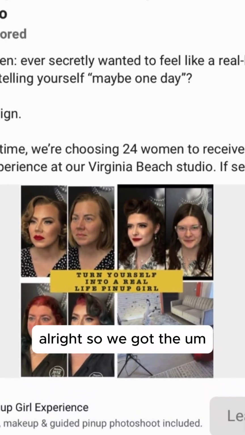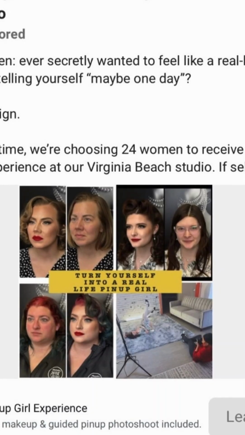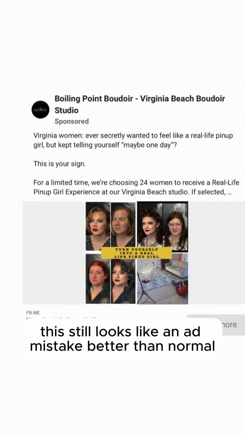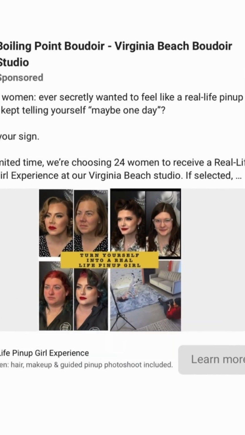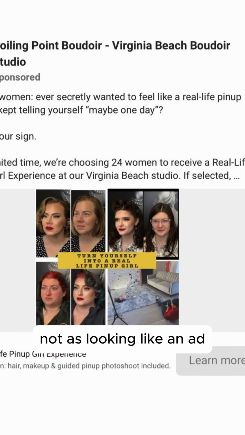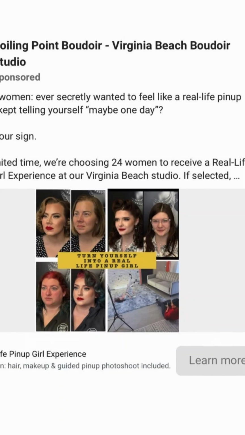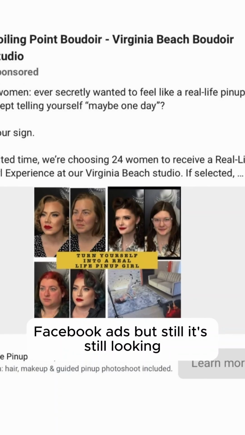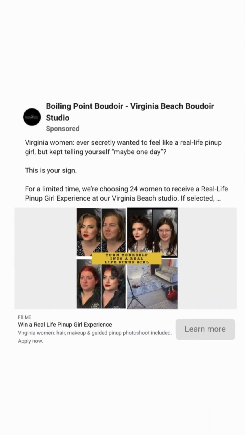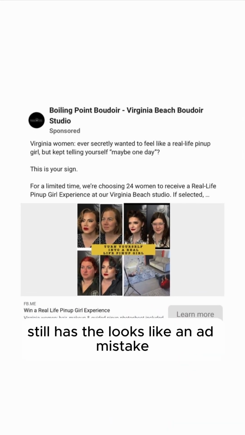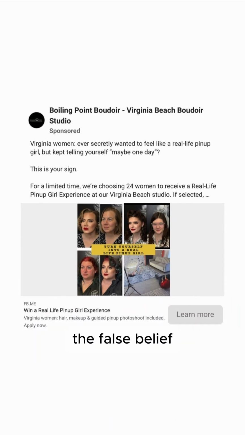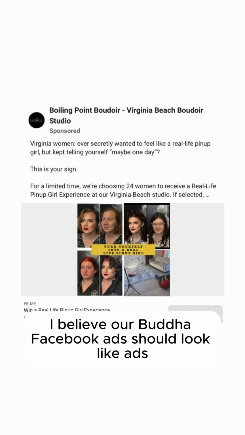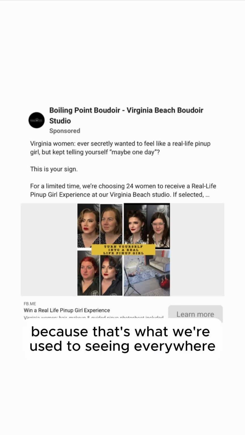All right, so this still looks like an ad mistake. Better than normal. Not as much looking like an ad as what I'm used to seeing from Boudoir Facebook ads, but it still has the looks like an ad mistake. The false belief that caused us to make this mistake is we believe our Boudoir Facebook ads should look like ads because that's what we're used to seeing everywhere.